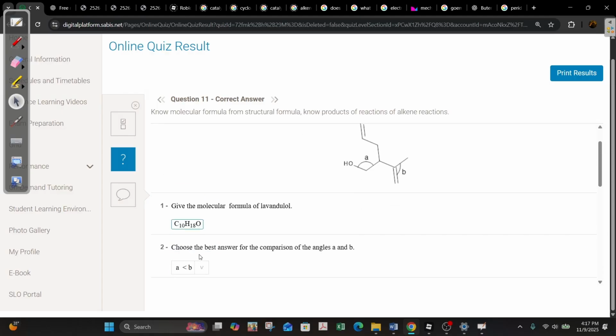Choose the best answer for the comparison of the angles A and B. I think we learned in AP that a double bond will repel more than a single bond. So that's why angle A is less than angle B. Because angle B repels more, it's a larger angle, and angle A is smaller.